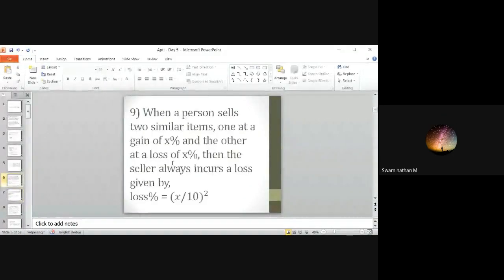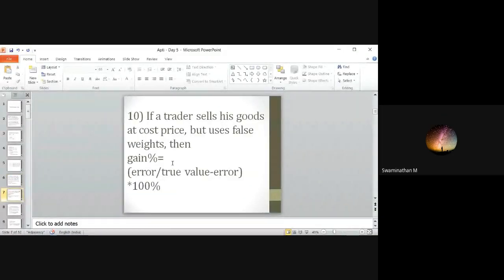So 9 and 10 are simple formulas, direct substitution. We also have examples for this, around 20 examples in profit and loss I have today. We will see one by one. So first, be clear with these 10 formulas. These 10 formulas are for profit and loss. Next, we are going to see discount formulas. Clear with profit and loss? Understood? Okay.